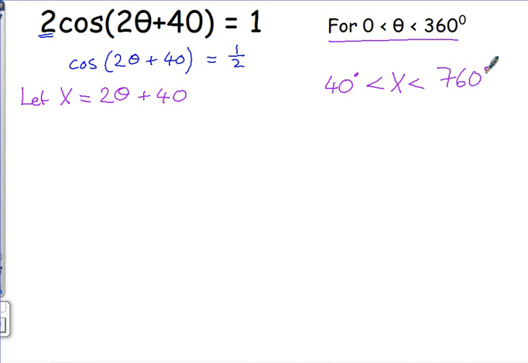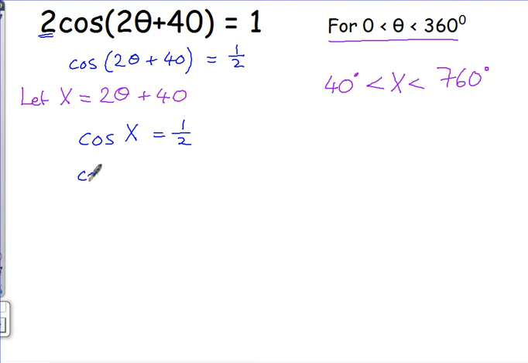Now this step of changing your interval once you've made this substitution is crucial so that you don't miss any solutions at the end, which we'll see how that will work. But that done, we can basically rewrite our original equation. Cos x is equal to 1/2. So we've simplified this equation quite a bit, and now it's in the position where we can start to solve it.